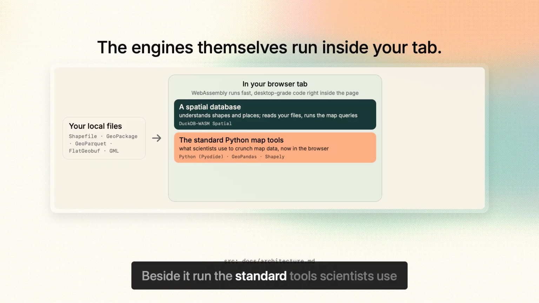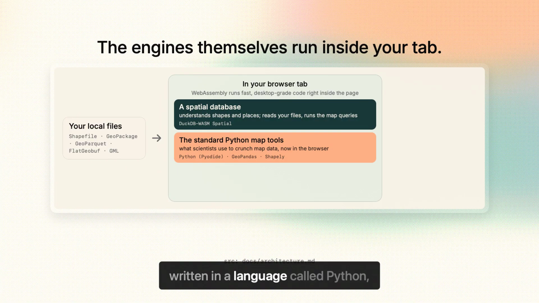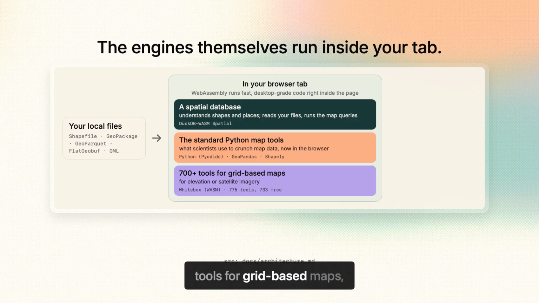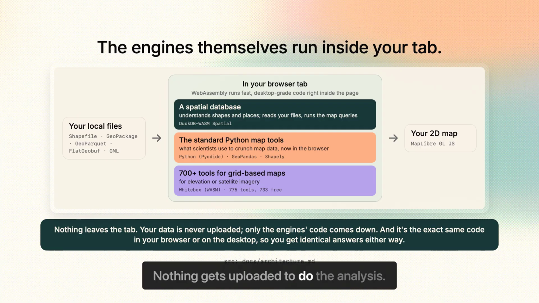Beside it run the standard tools scientists use to crunch map data, written in a language called Python, now running inside the browser. And there are hundreds of tools for grid-based maps, the kind you use for elevation or satellite imagery. Over 700 of them, free. All of it runs on your machine, so your data never leaves it. Nothing gets uploaded to do the analysis.